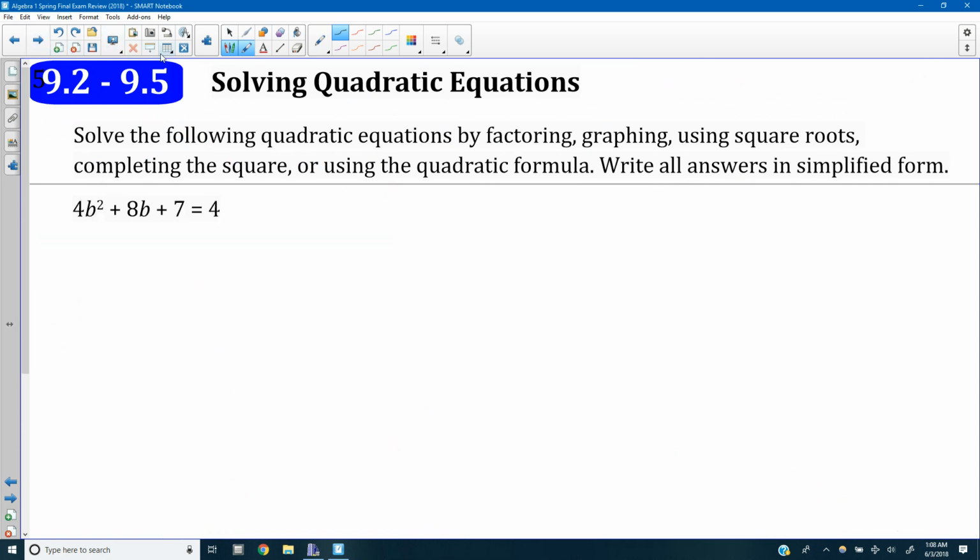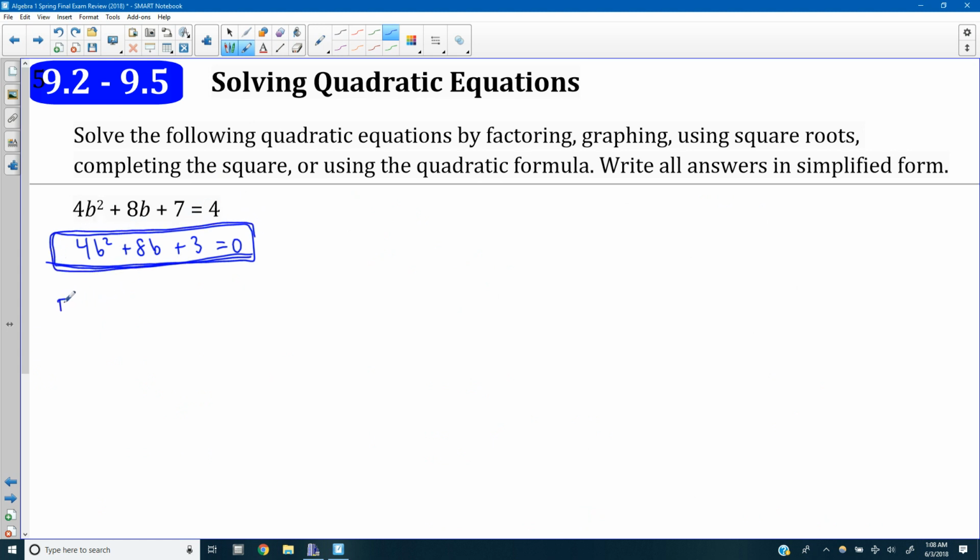Okay. All right, solve this one. 4b squared plus 8b plus 7 equals 4. Okay, this one gets a little stranger. Let's subtract the 4 over to the left side. 4b squared plus 8b plus 3 equals 0. First of all, acknowledge the fact that there's no common term, no GCF, no greatest common factor. So you got to stick with what you have here.